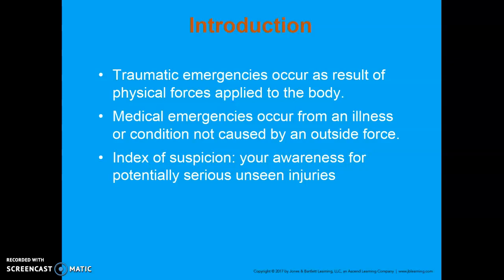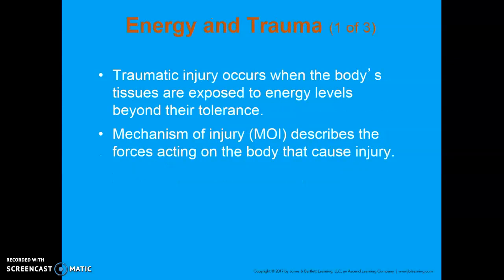Evaluation of your mechanism of injury will provide you with your index of suspicion for different types of serious or life-threatening injuries. So your index of suspicion is your awareness and concern for potentially serious underlying and unseen injuries. So kind of that gut feeling put into words. Traumatic injuries occur when the body's tissues are exposed to energy levels beyond their normal tolerance. Your mechanism of injury is how that actually is caused.